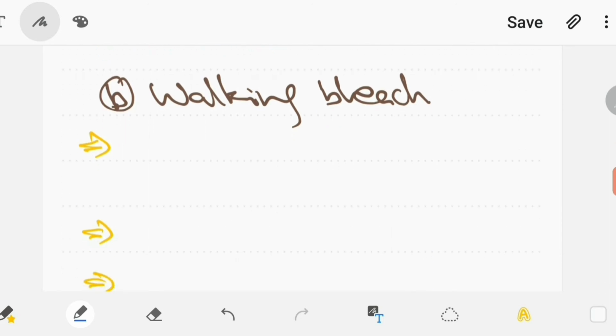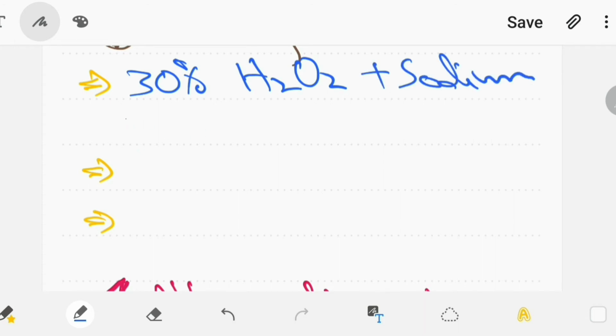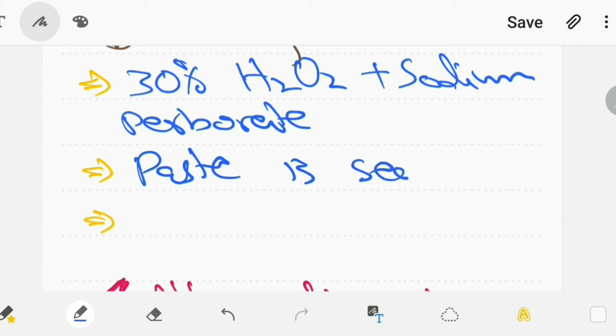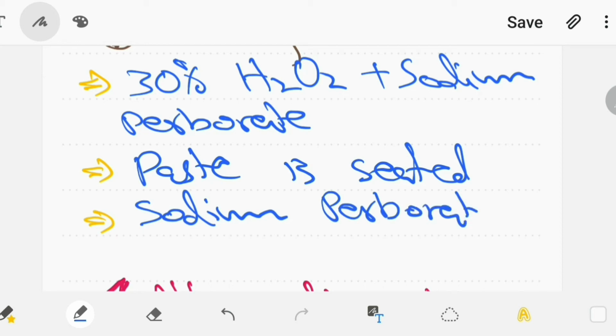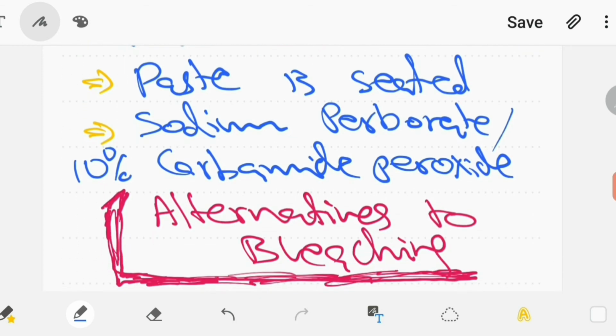Another technique is the walking bleach technique. In this technique, 30% hydrogen peroxide and sodium perborate is used in paste form. Then the paste is sealed into the pulp chamber to permit activation of the solution over several days. After that, use of sodium perborate or 10% carbamide peroxide alone is done.